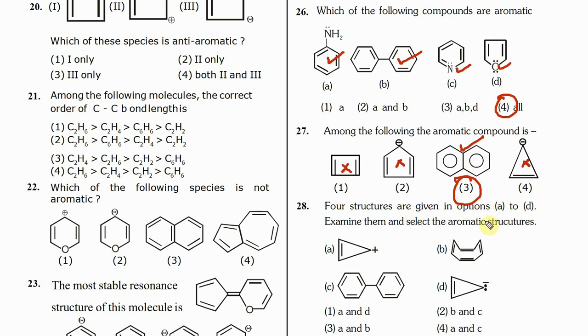This is simple, 4 structures are given. Select each of them that are aromatic structures. I know this is aromatic, this is aromatic. So it is going to be A and C.